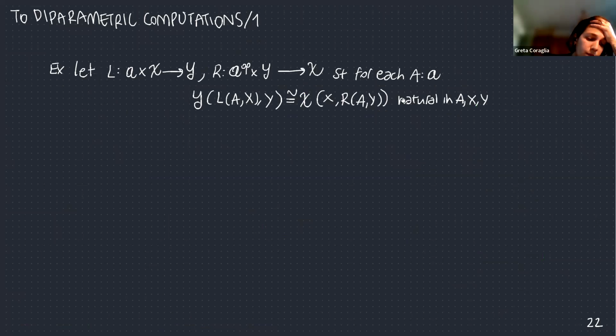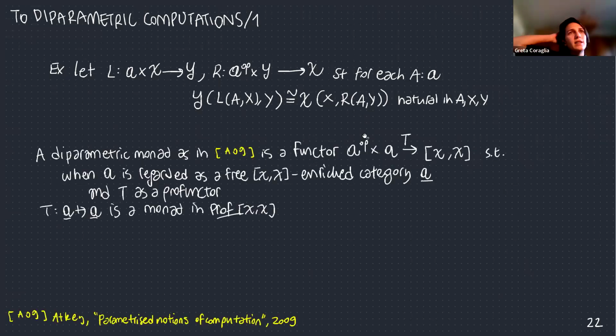Another application that we're thinking about is to deparametricity in particular. So if we consider two functors, L from A times X to Y, and R from A op times Y to X, such that they are locally adjoint, and natural in all the things that you might think of. Objects like these, which are quite common, are actually what led Hatke to introduce deparametric monads in particular. He gave this definition, which I find reasonable, but quite complicated to work with.